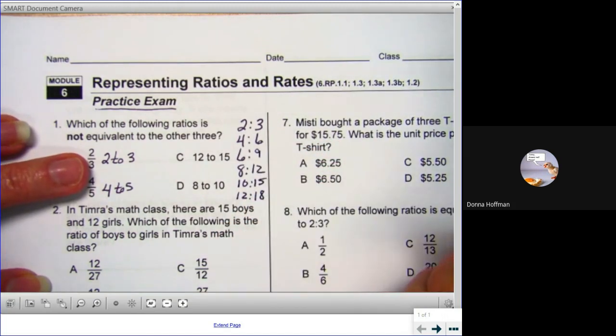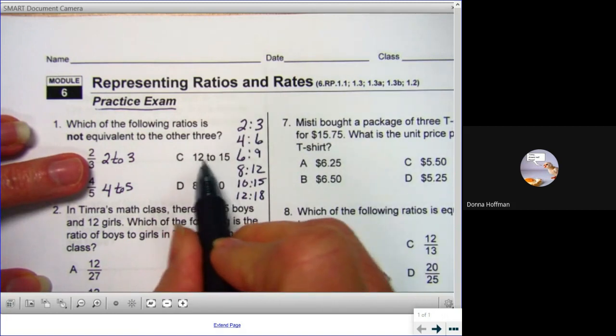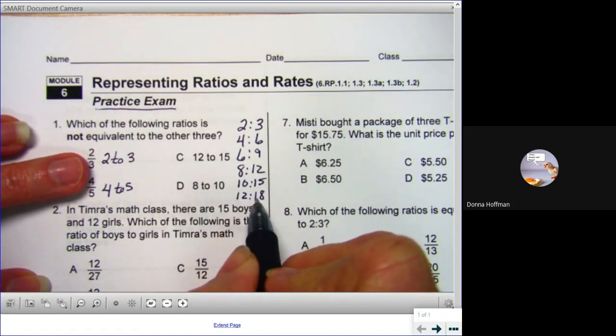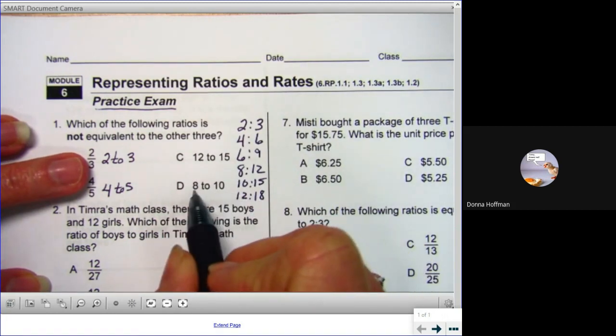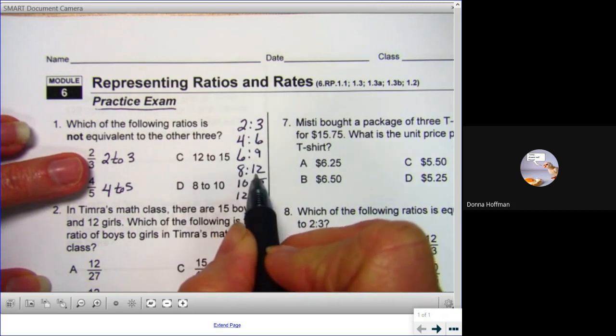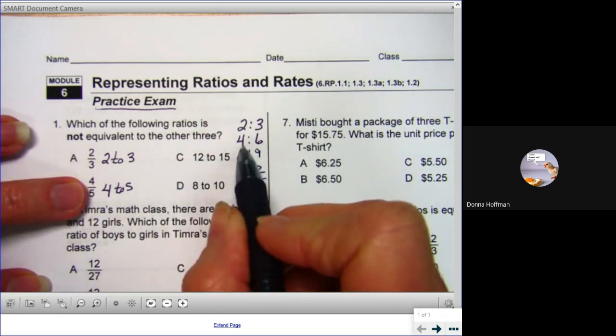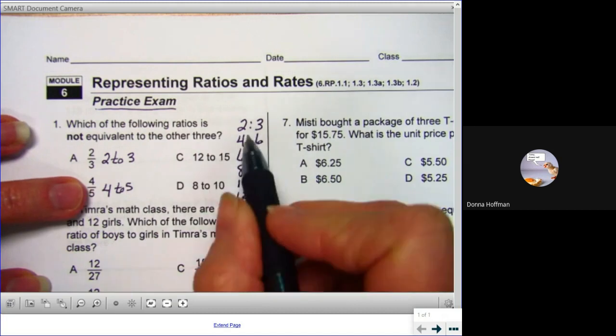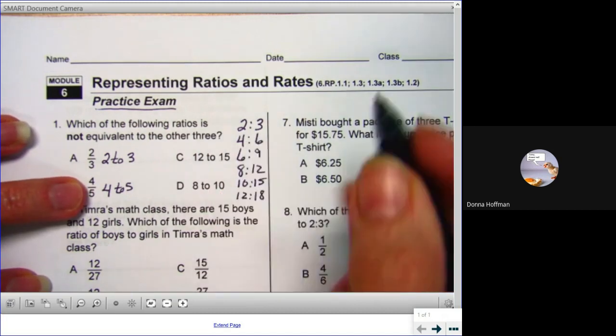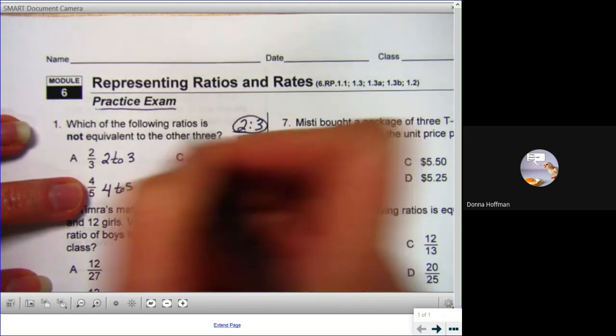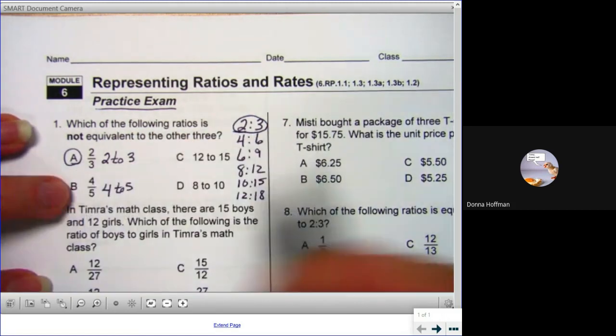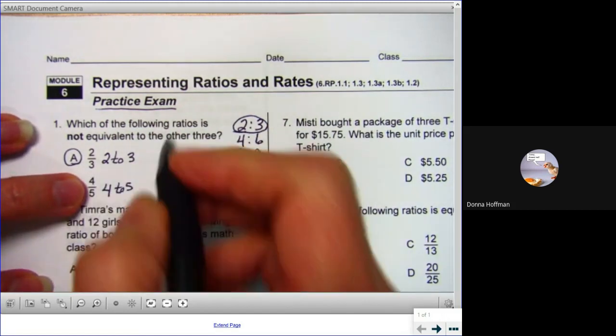And let's see if anything matches. Do I have a 12 to 15? No, it's 12 to 18. Do I have an 8 to 10? Nope, it's 8 to 12. Do I have a 4 to 5? Nope, it's 8 to 6. I bet you the one that doesn't follow the other ones is right here. I bet it's answer A. But I'm going to do this one here to see.